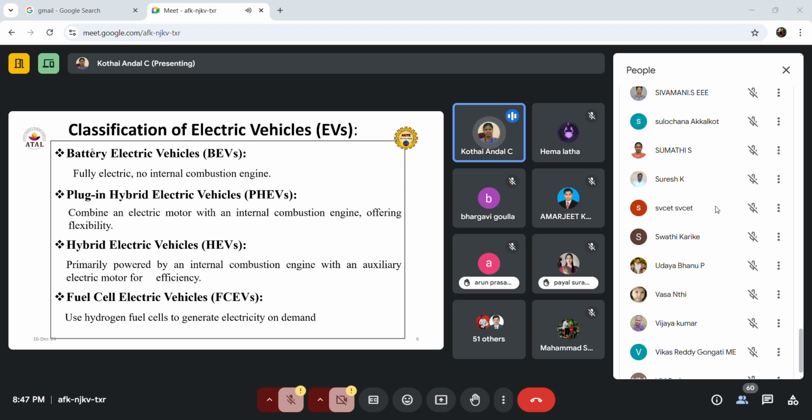Then the hybrid electric vehicle. Here there is no external charging point for charging the batteries. The battery will get charged by the IC engine itself and during regenerative braking.